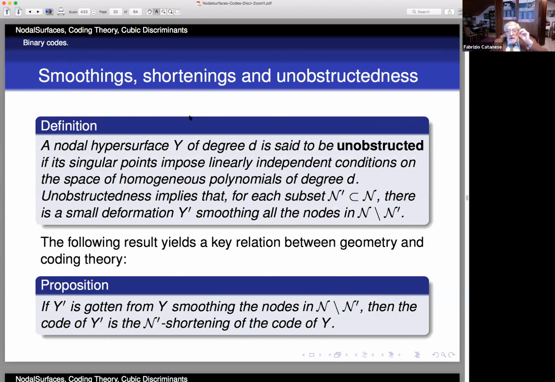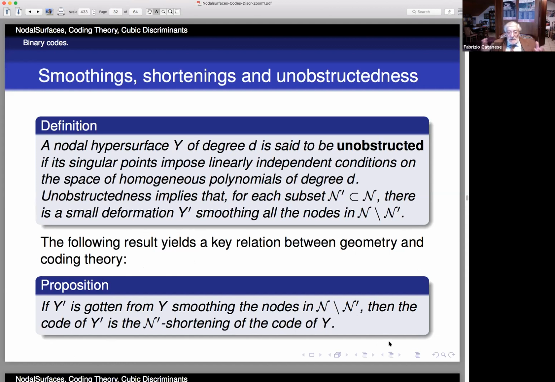Now, I want to spell out an important fact, which is the relation between the code-theoretical notion of shortening and the geometric notion of smoothing and unobstructedness. So let me recall the well-known definition. A nodal hypersurface is said to be unobstructed if its singular points impose independent conditions on the space of polynomials of degree D. And unobstructedness implies that for each subset N prime of N, there is a small deformation Y prime, which gives a smoothing of all the nodes which are not in N prime. And the key result, giving a relation between geometry and coding theory, is that if Y prime is gotten from Y smoothing the nodes in N minus N prime, then the code of Y prime is the N prime shortening of the code of Y.